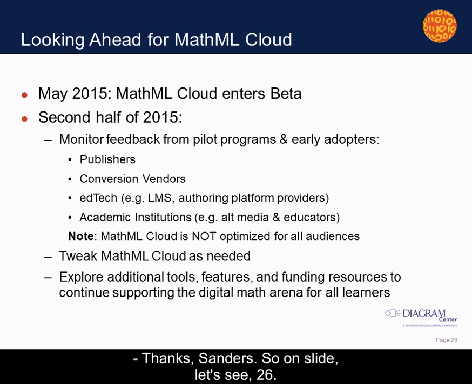Thanks, Anders. So on slide 26, the state of where MathML Cloud is right now is we entered beta in May 2015. What this means is we have about a handful of different pilot partners that we're actively getting feedback from, and we're allowing them time, such as O'Reilly, to integrate into the process and give us additional feedback about features and different ways that we can tweak and refine MathML Cloud to make it better integrated into different production pipelines.